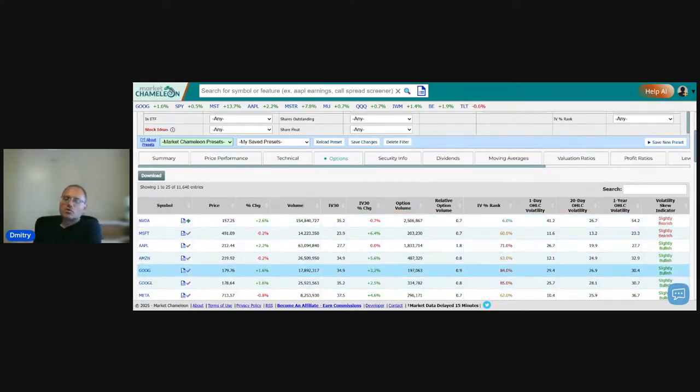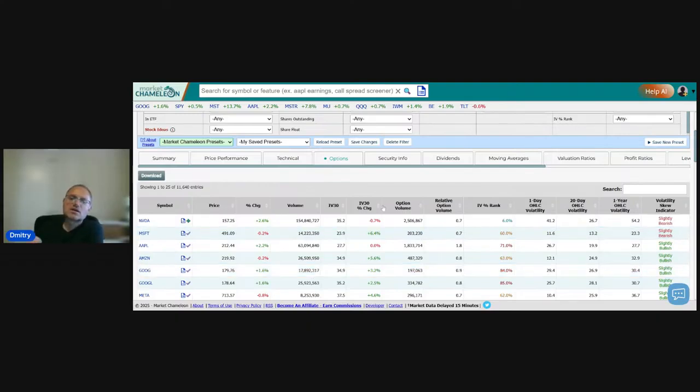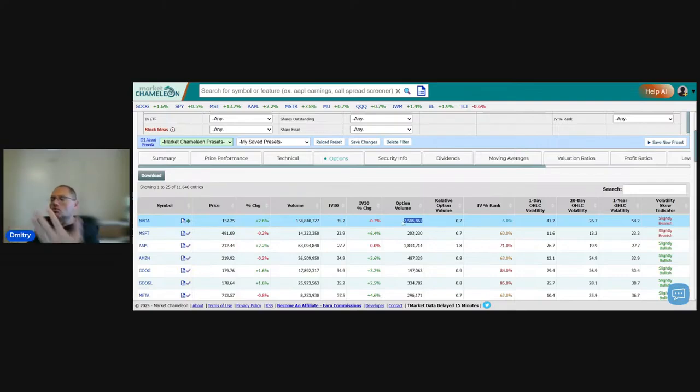And if we want to look for unusual option volume, you could see here that there's a column for option volume on a day. So here is NVIDIA. And how do we define unusual? Well, unusual would be something that's higher than typical, higher than average. So we would have to have a benchmark looking at average daily volume and then creating a ratio of today's volume, let's say 2.5 million here in NVIDIA, and dividing that by the average daily volume, and then we get this ratio.